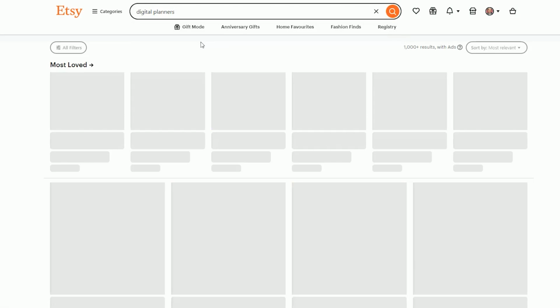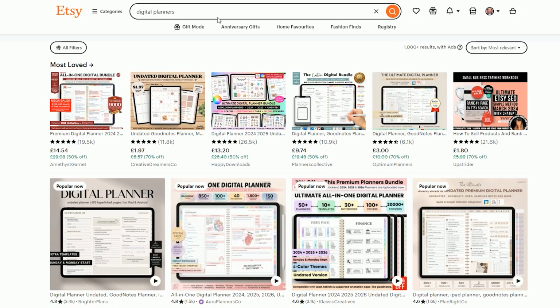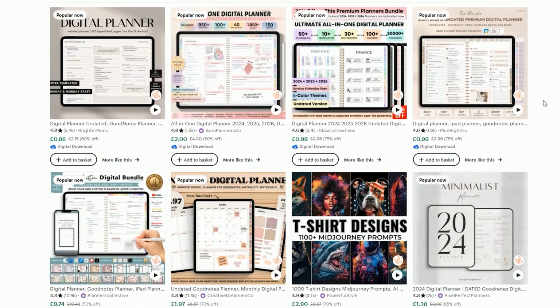So let's pretend we're making a digital planner. They sell really well on Etsy, and it's a good place to start with this example. So searching here, you can see there's quite a lot of results. And scrolling down, they're listed for quite a cheap price as well. So you've got a lot for around 99p, which are near the top of the search.